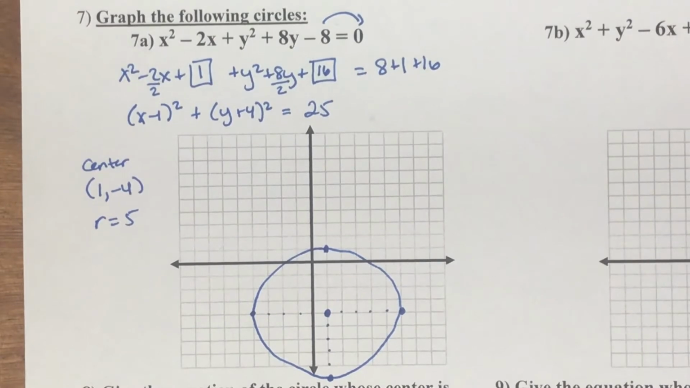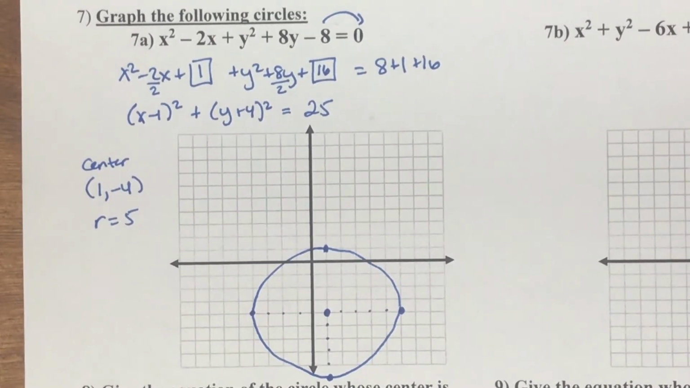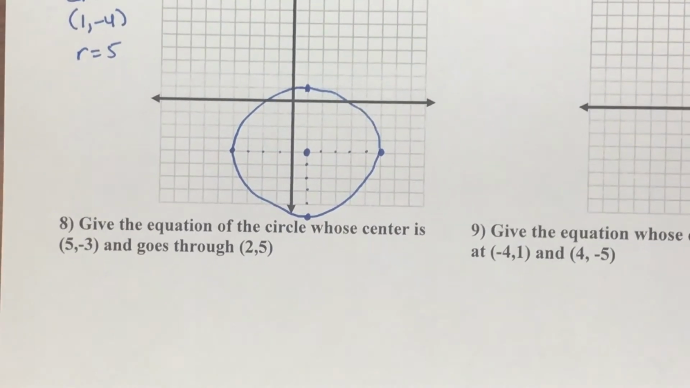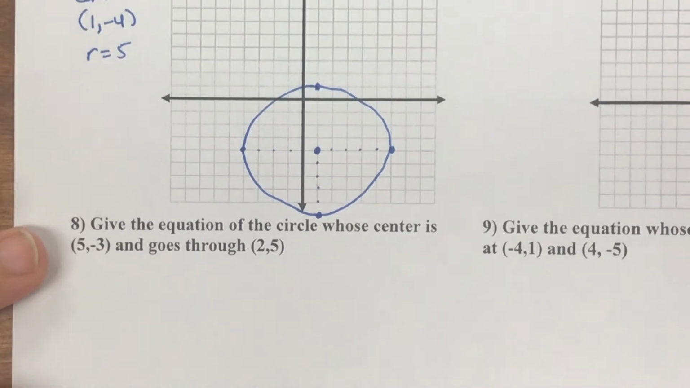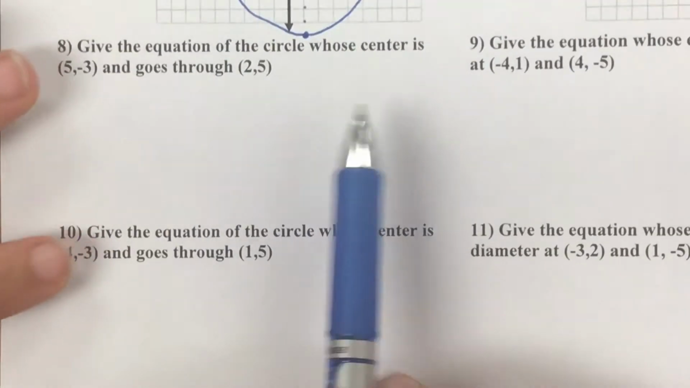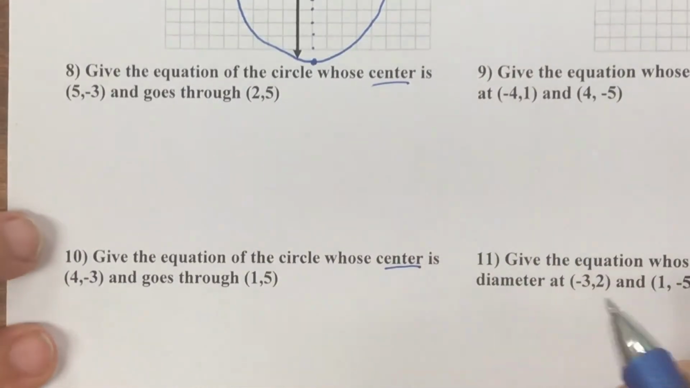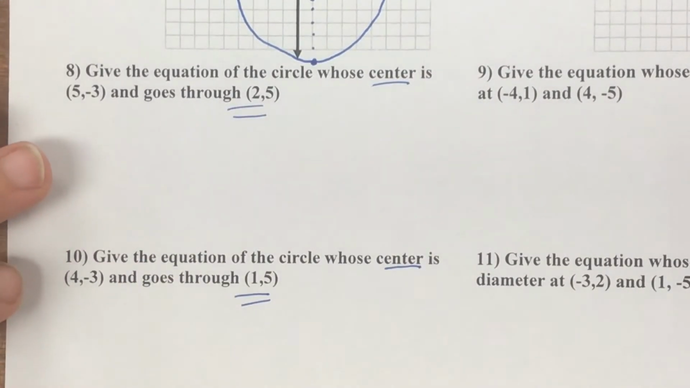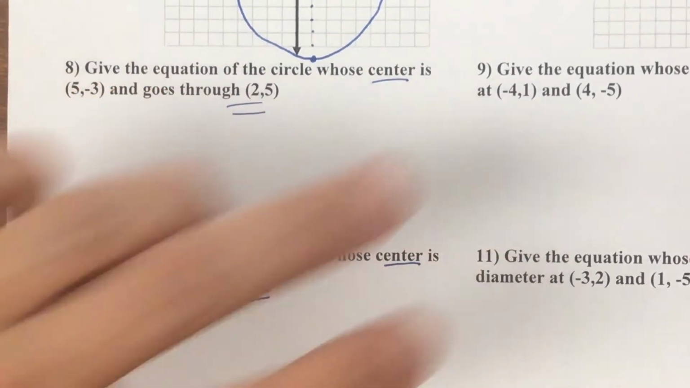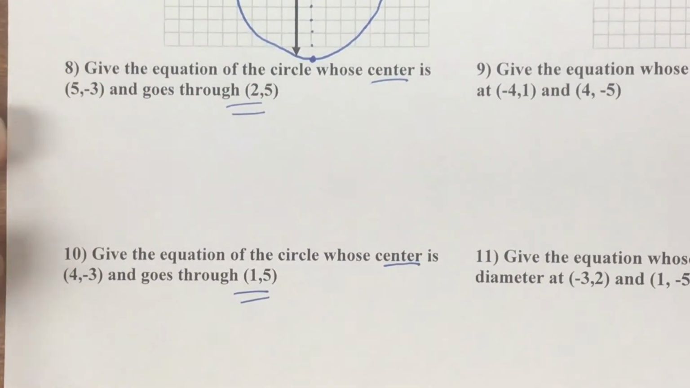And moving into the very last section here, it gives us pieces of the puzzle, and then we have to try to figure out the rest. So it looks like numbers 8 and 10 give us a center, and they give us an extra point. So those look alike. And it looks like numbers 9 and 11 are similar also. So I'll do number 8 with you, and then you can do number 10 on your own.